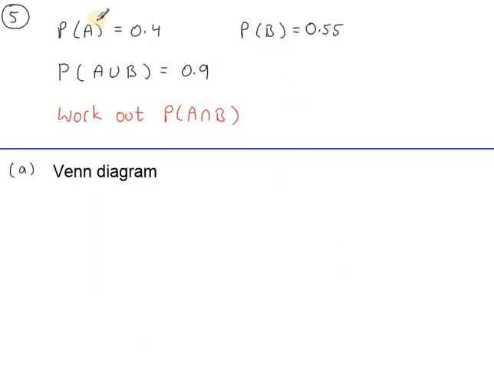Example 5. So we have two events, A and B. Their probabilities are given. We know the probability of A or B or both, which is 0.9. We have to work out the probability of A and B. So you might think, well, why not just multiply the 0.4 with a 0.55? Now you can only do that if you know events A and B are independent, and we haven't been given that information, so we're not going to do that. We're going to use a Venn diagram approach.